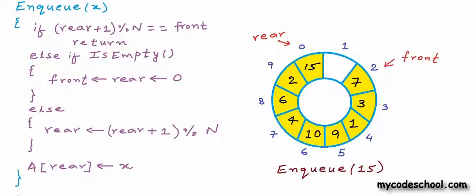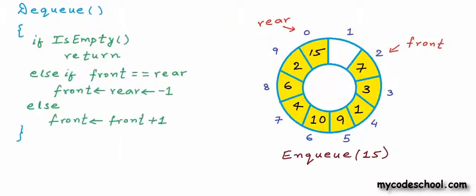Let's now see what we need to do in dequeue function. Nothing will change in the first two conditions. If queue is already empty, or if there is only one element in the queue, we will handle these cases in same manner. In the final else, when we are incrementing front, we need to increment it in a circular manner. So we will say front equal front plus 1 modulo n, where n is total number of elements in the array, or size of array.